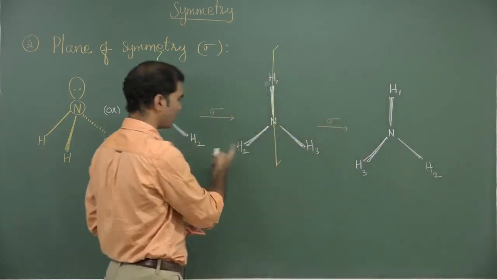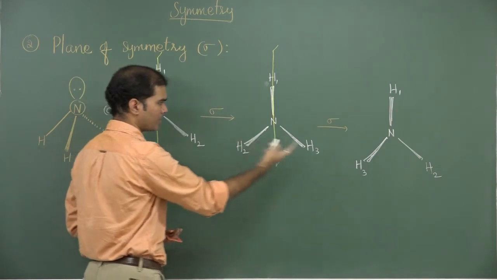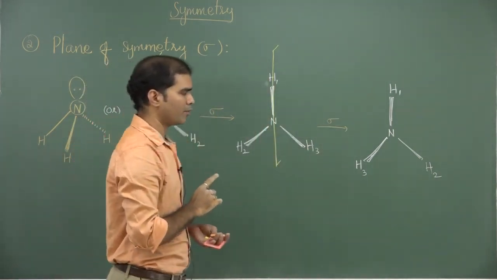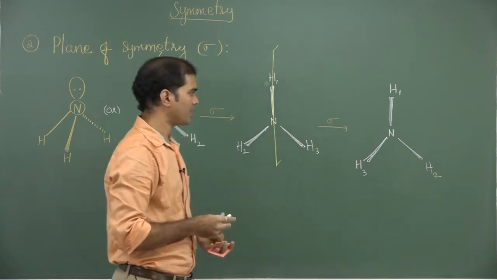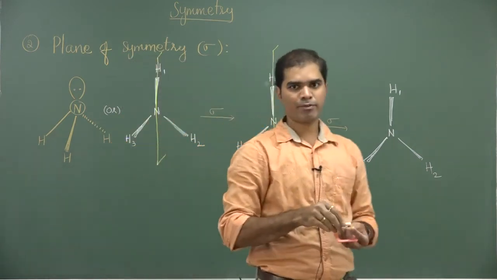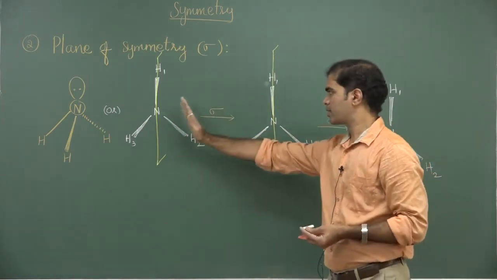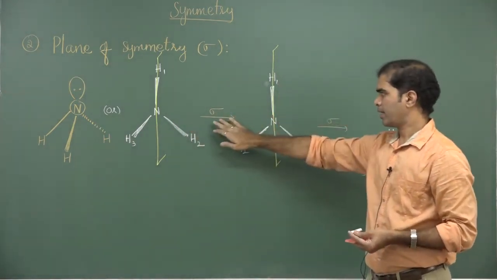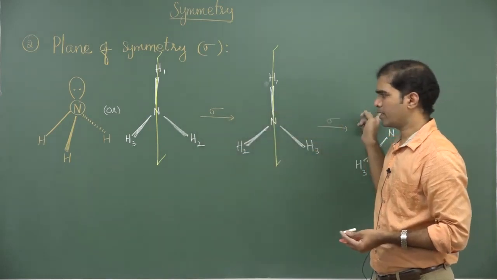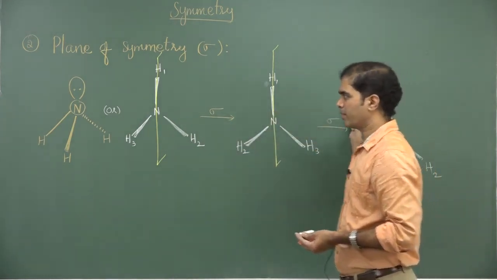So 2 has come to its position, 3 has come to its position, 1 is at its position. The configuration that we got is an identical configuration. There you can stop. How many planes have we passed? Again the answer is 2 planes. At the first plane we got an equivalent configuration, at the second plane we got an identical configuration.